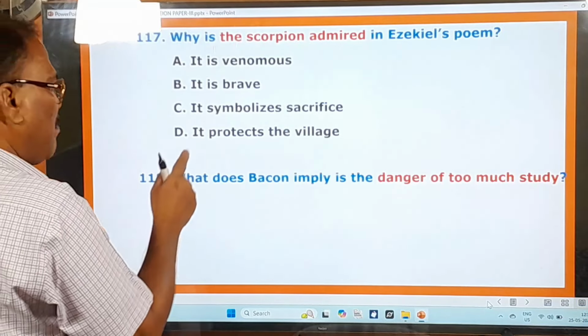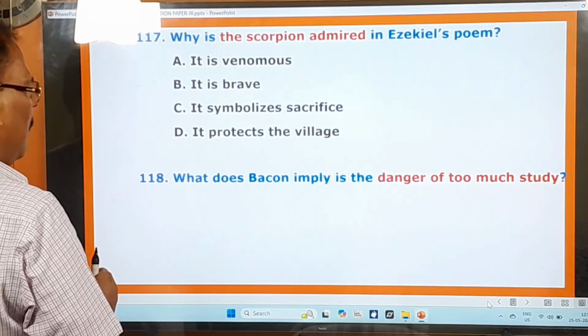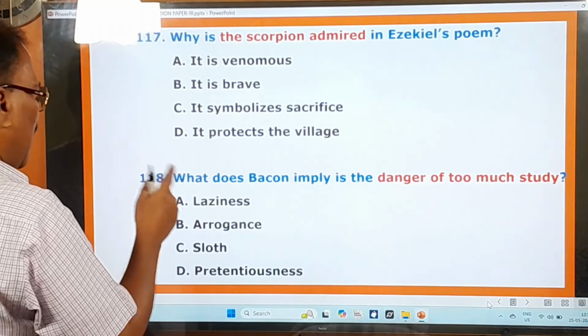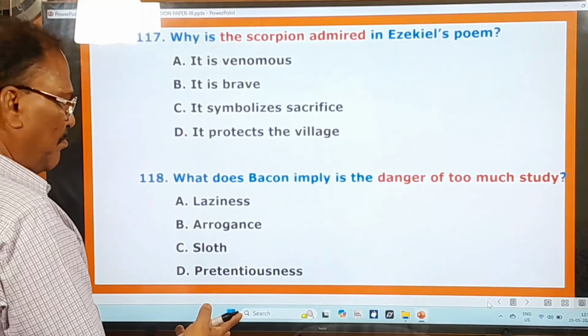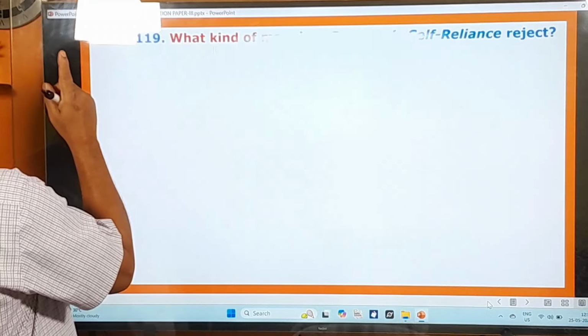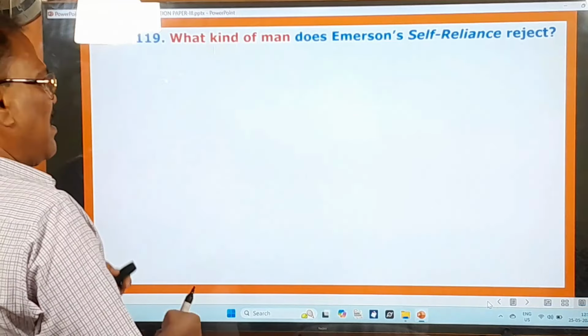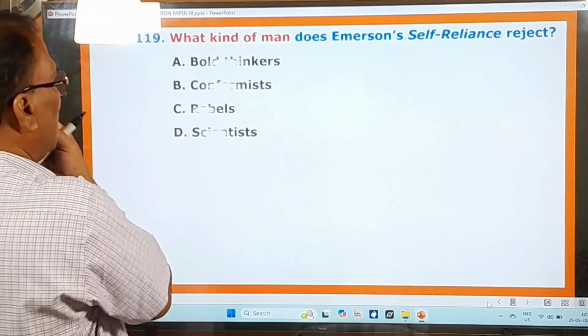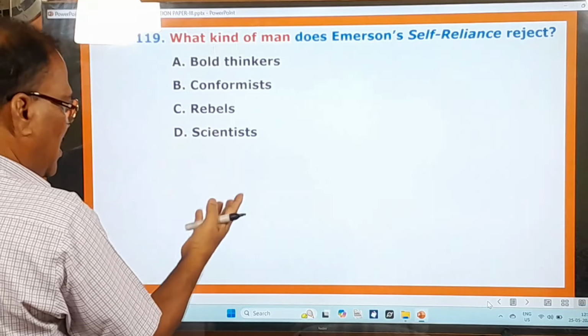118th question. What does Bacon imply is the danger of too much study? Laziness, arrogance, sloth, pretentiousness. Okay. 119th question. What kind of man does Emerson's Self-Reliance reject? Bold thinkers, conformists, rebels, scientists.